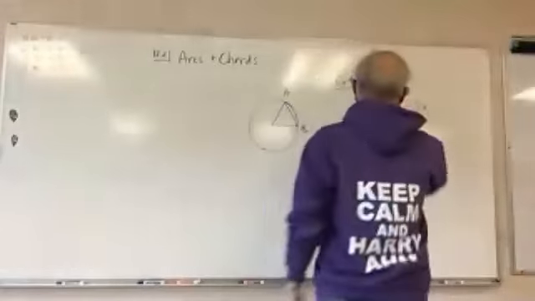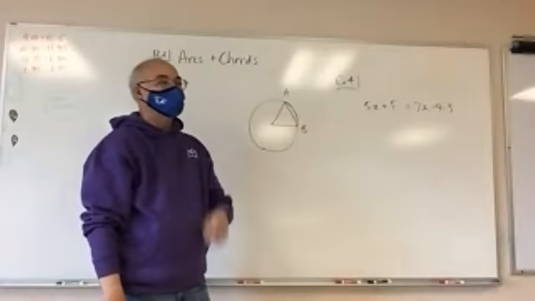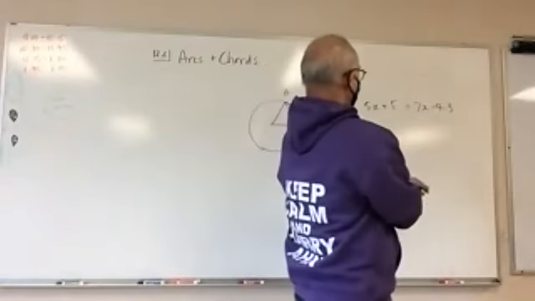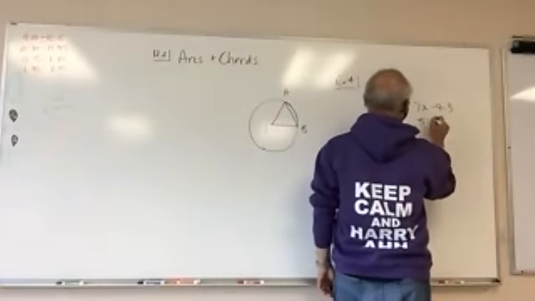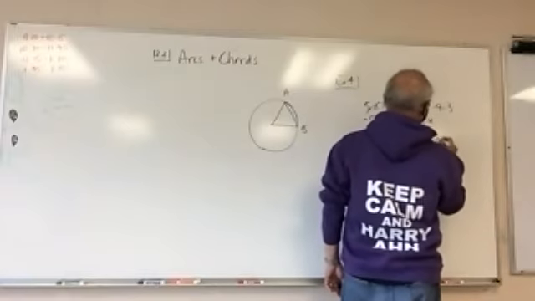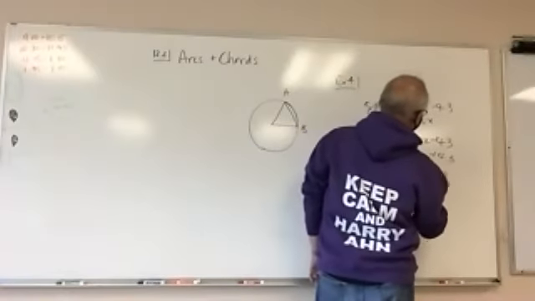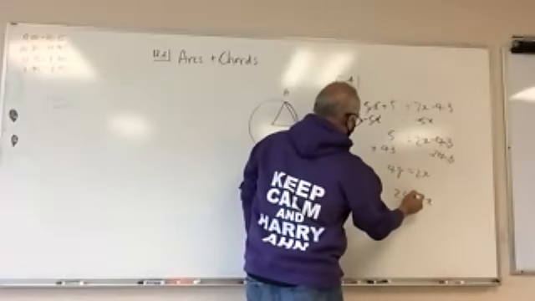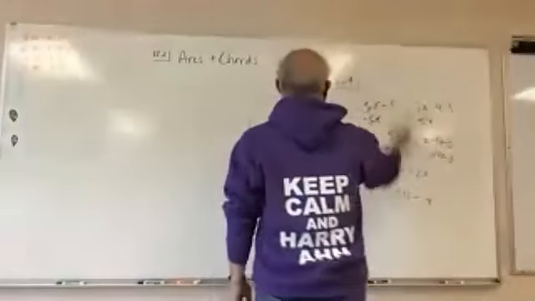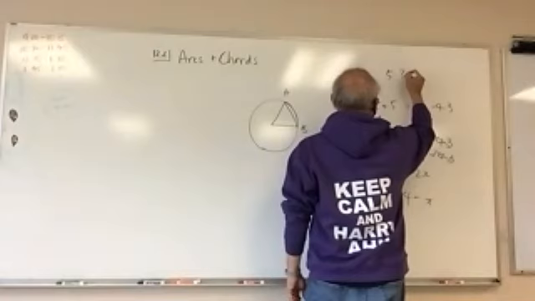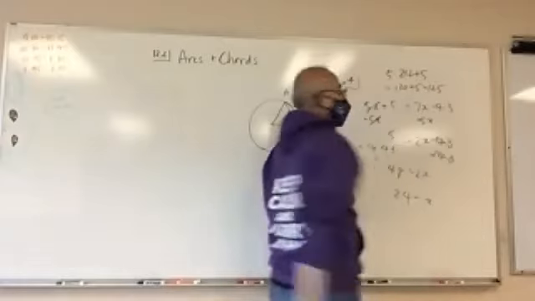Plus 5, 43, I have to solve for the variable. How would I do that? Sophie. So 24, right? But we're trying to find the actual central angle. So you have to put this back into 5x plus 5, right? 120 plus 5. 125 would be your answer.